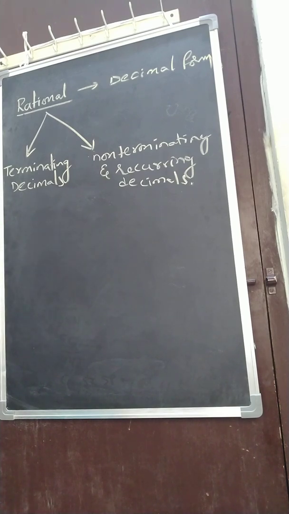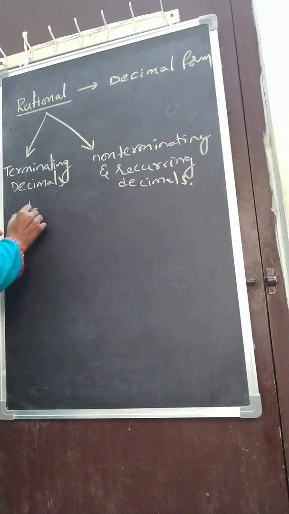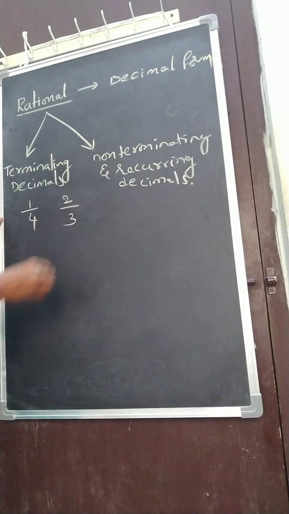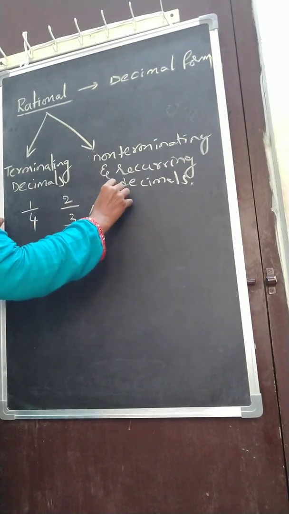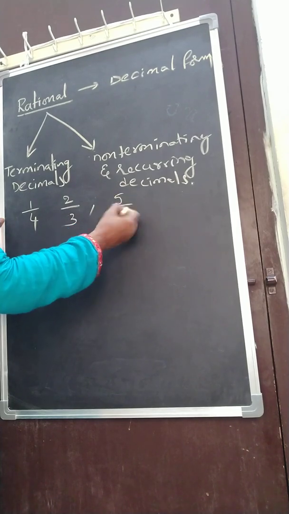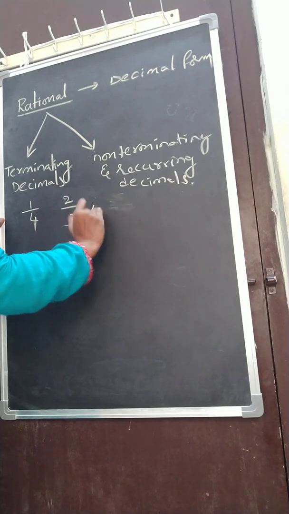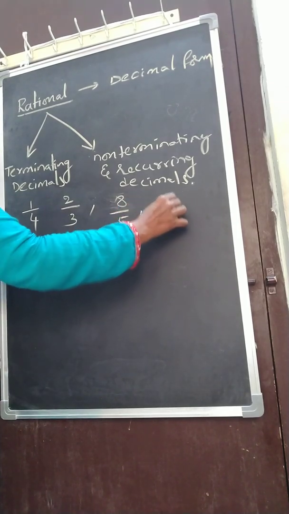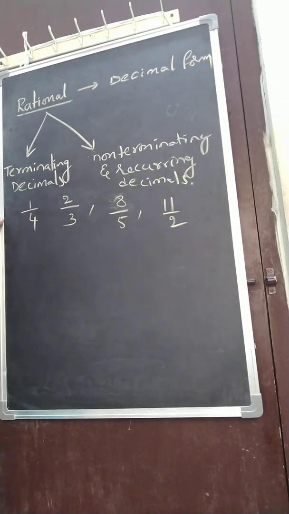Let us take some examples. We know that numbers in fraction form are rational numbers. Like we will take 1 by 4, 2 by 3, 8 by 5, 11 by 2. Some fractions we took.